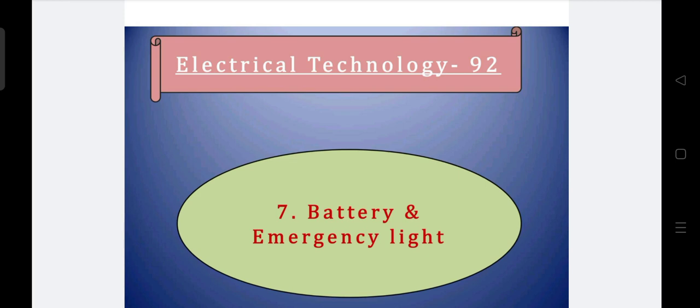Electrical Technology 92. Battery and Emergency Light. Our first topic is Battery and Emergency Light.